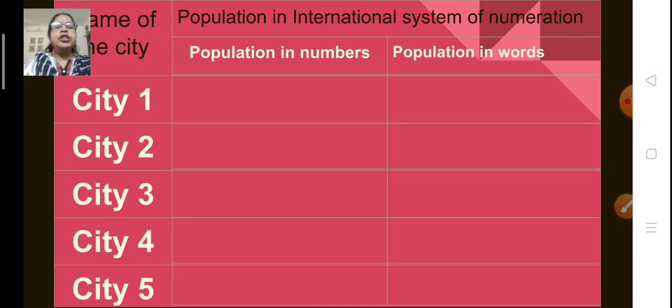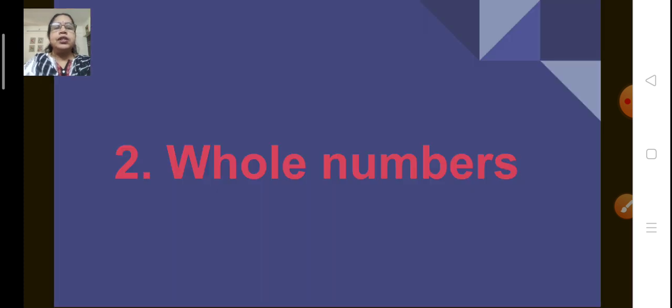Then in the next one, again name of the city, okay, city 1 Delhi for example, and it is the international system of numeration. First you have to write the population in numbers according to the international system of numeration, and then you write it in words according to the international system of numeration. All right.